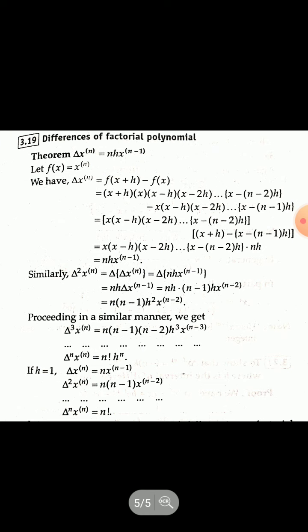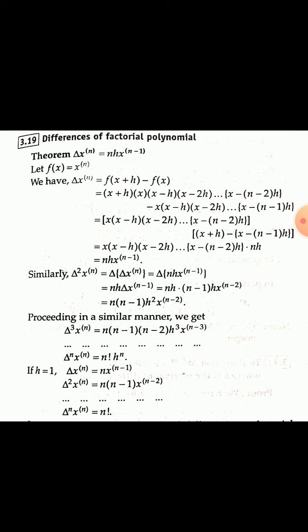Now this is a theorem on factorial polynomial, which is delta x^(n) equal to nh x^(n-1). So let f(x) is equal to x^(n), then delta x^(n) is equal to, by the definition of forward difference, delta f(x) is equal to f(x plus h) minus f(x). So delta x^(n) can be written as (x plus h)^(n) minus x^(n).